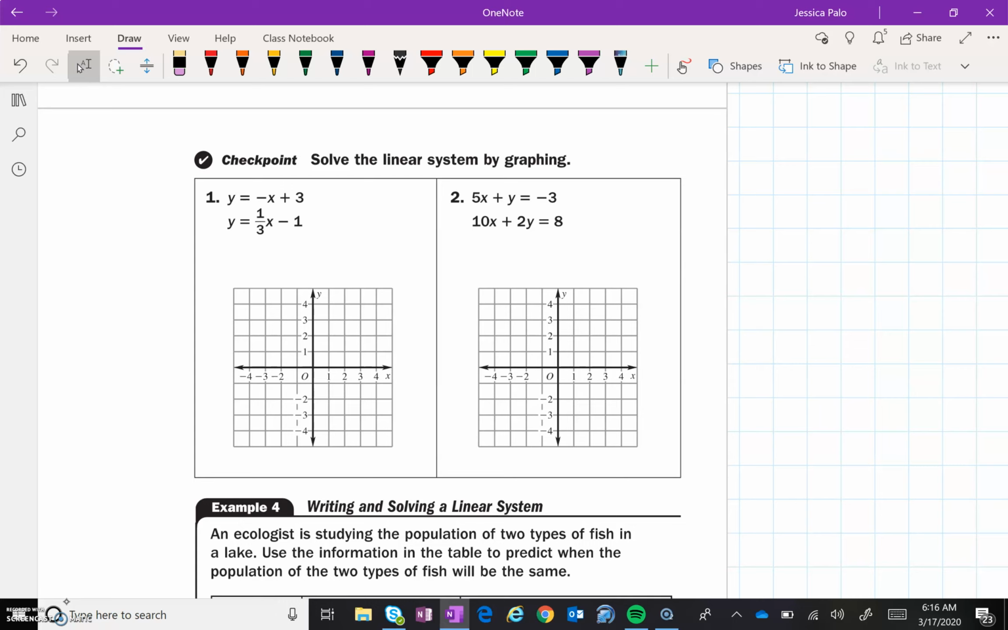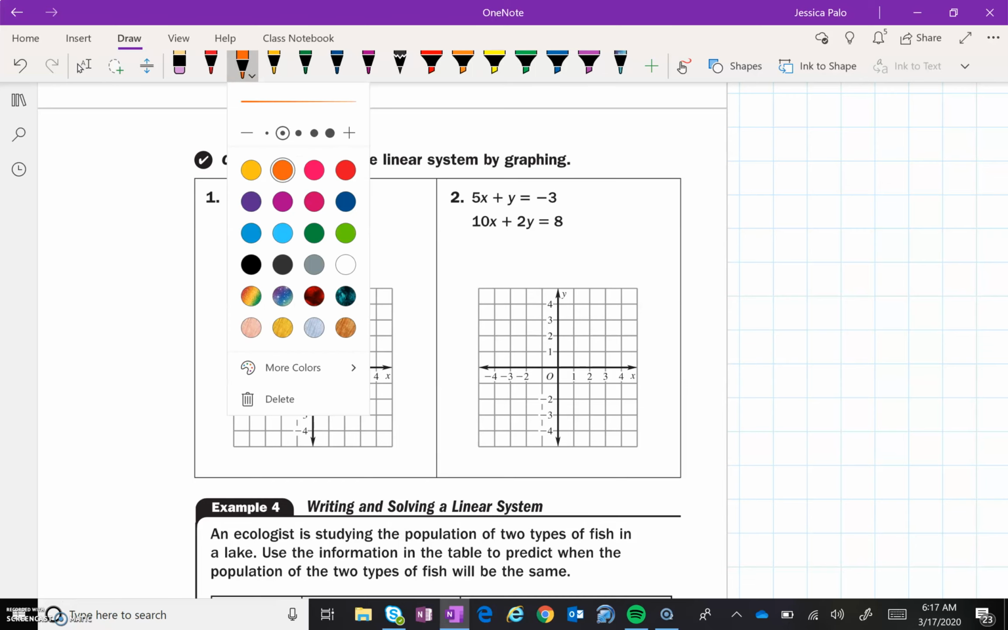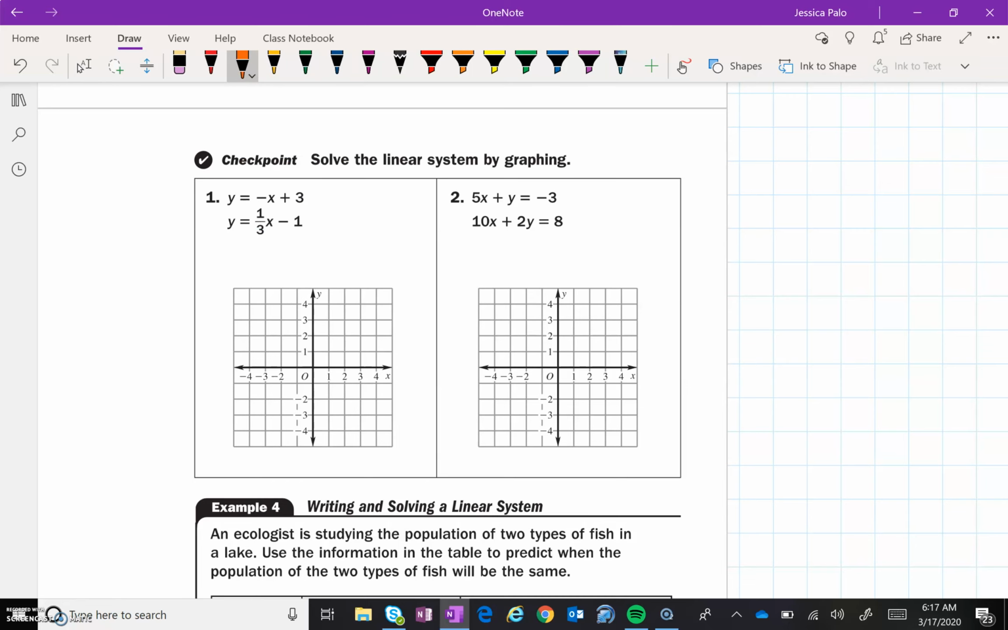All right, checkpoint number 1. These equations in this system are both already in slope-intercept form, so you are ready to go. I recommend labeling equation 1 in one color and equation 2 in a different color.